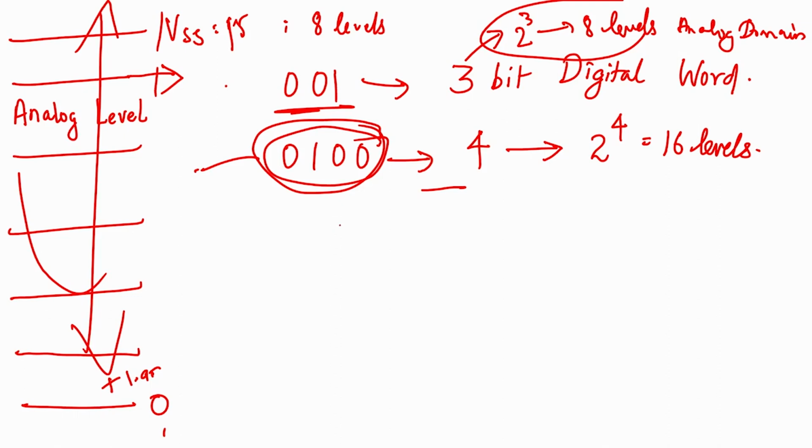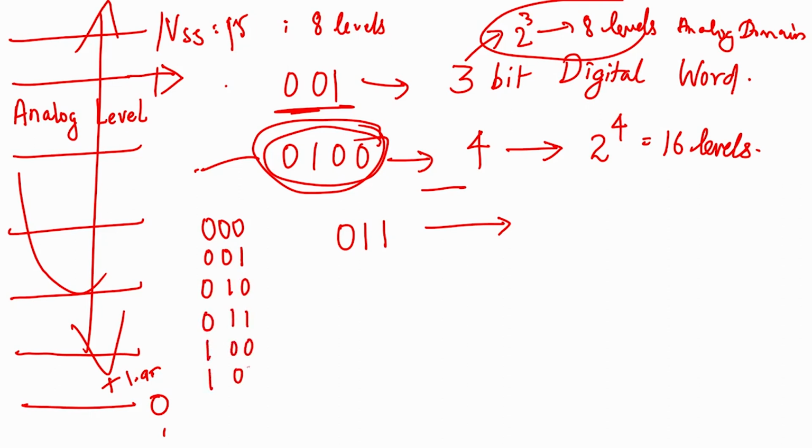So we have the bit sequence, correct. Let us say we take the bit sequence 0 1 1. Let us also write down the whole sequence of bits that this 3-bit digital word can take. So it can go from 0 0 0, 0 0 1, 0 1 0, 0 1 1, 1 0 0, 1 0 1, 1 1 0, 1 1 1, correct. Clear to you? Now if you observe this last column.